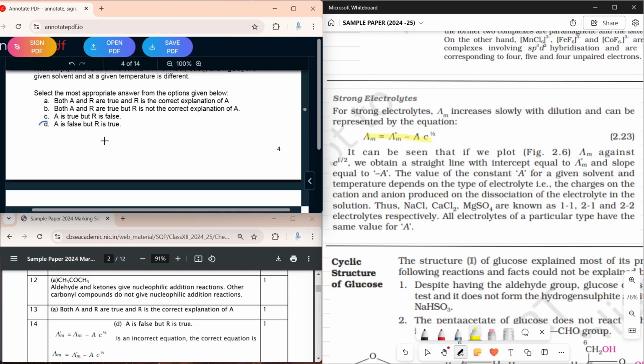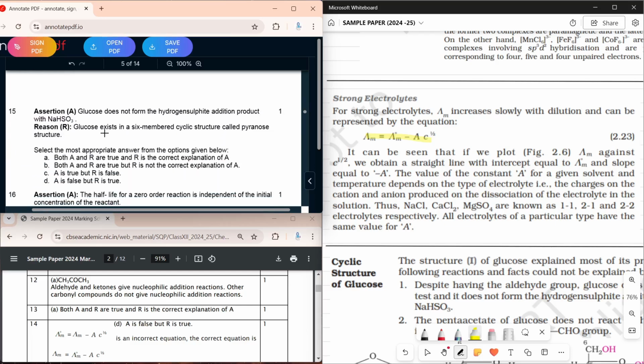Okay. Now the next question over here is question number 15. Glucose does not form a hydrogen sulfite addition product with NaHSO3. The reason given is that it exists in a 6-membered cyclic structure called the pyranose structure. Now my initial instinct when I saw this question was that obviously A is right and R is also right, and R is the right explanation for A. However, that is not the case.